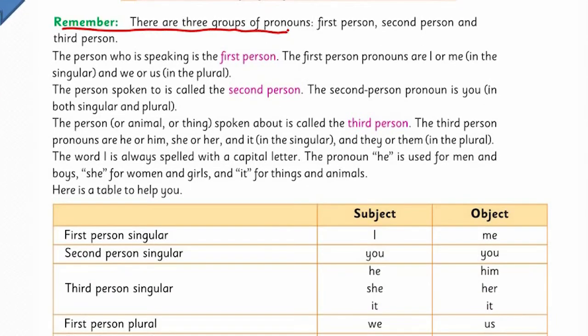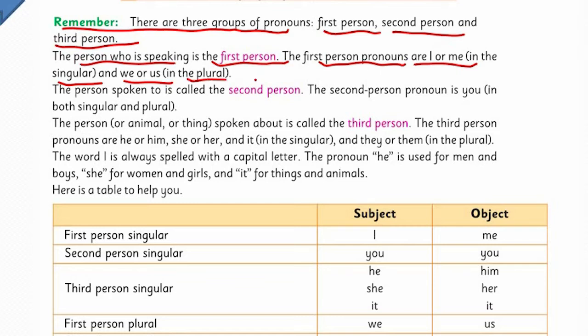Remember, there are three groups of pronouns: first person, second person, and third person. The person who is speaking is the first person. The first person pronouns are I or me in the singular, and we and us in the plural.